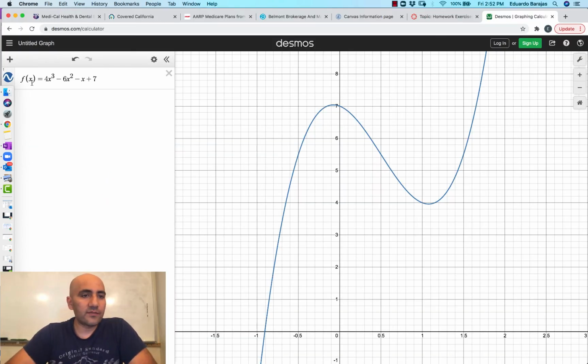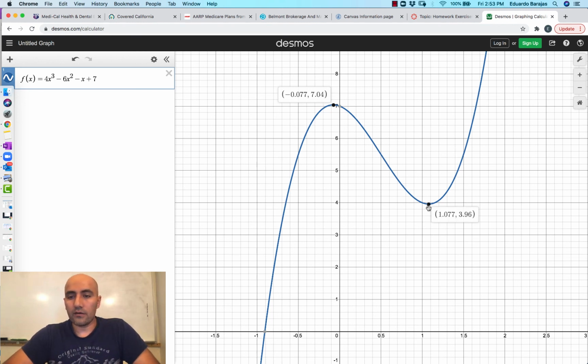Okay, so I came over to Desmos. I typed in our equation, 4x cubed minus 6x squared minus x plus 7. And here's the graph that we got. Okay, so confirming that we have a local maximum here at this point. Nice thing about Desmos, you can just click onto it. So we get that at x equals negative 0.77, we have a local maximum there. And then over here at x equals positive 1.077, we have a local minimum.